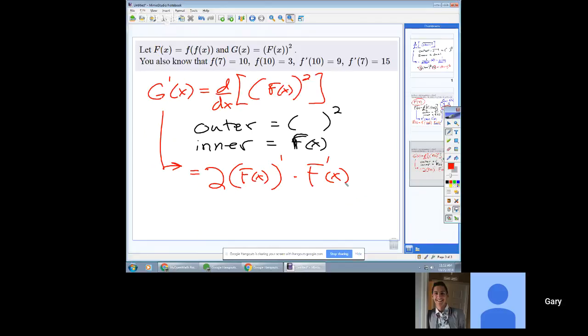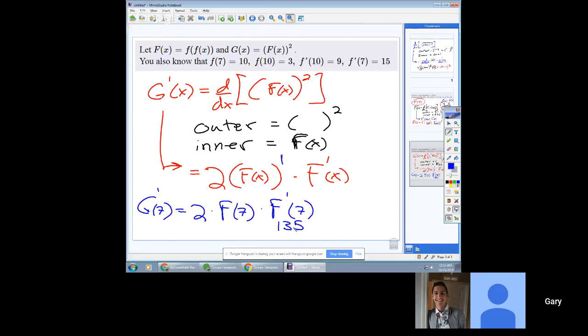So we want to know what g prime of 7 is. For us, that's going to be twice F of 7. And that's just the first power there, so I can pretty much ignore it. That doesn't change anything. Times F prime of 7. Well, we just calculated F prime of 7, right? In the earlier one, we figured that was 135. Is that right? Yeah. Now we just have to figure out what F of 7 is.